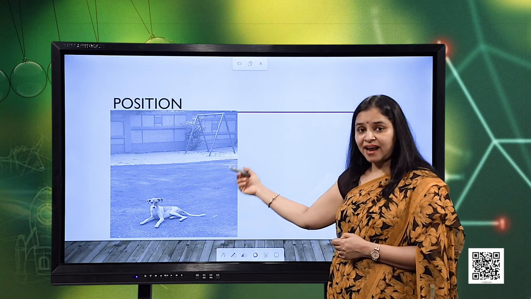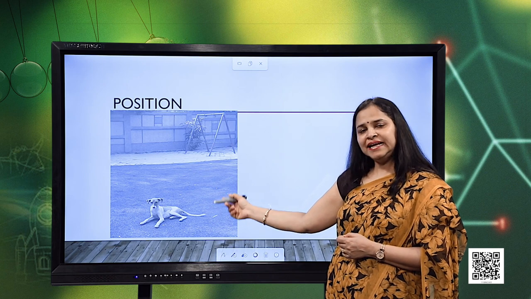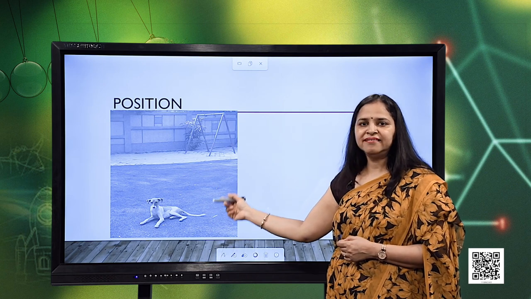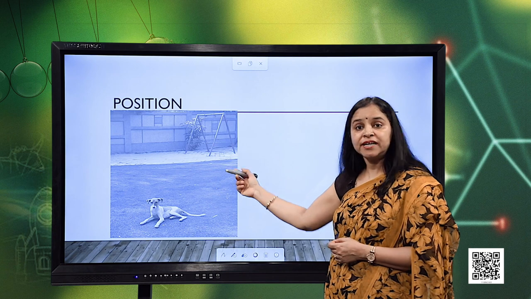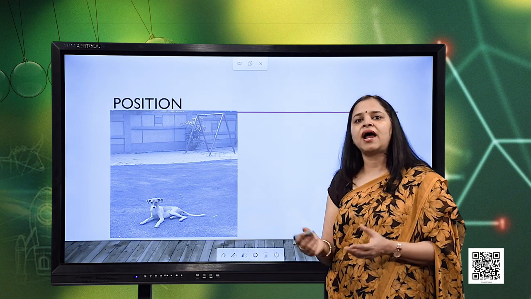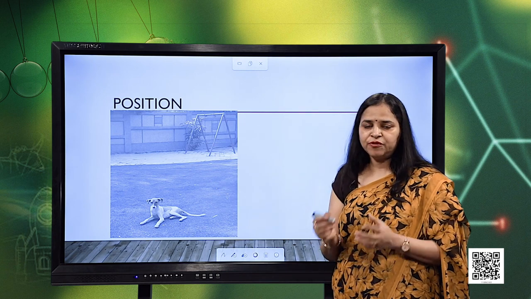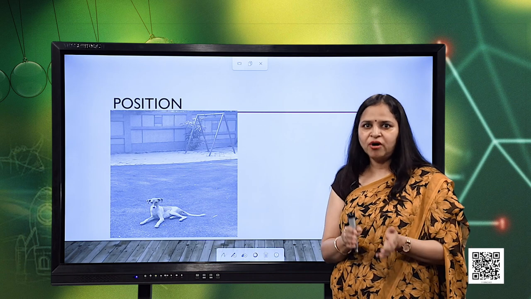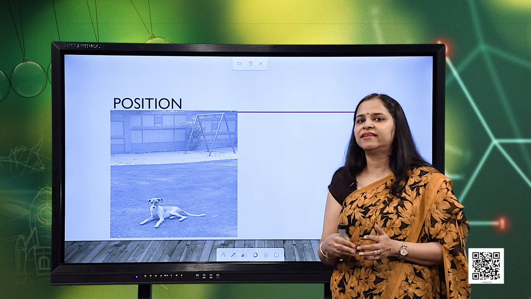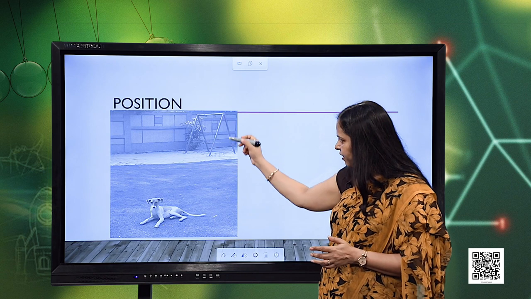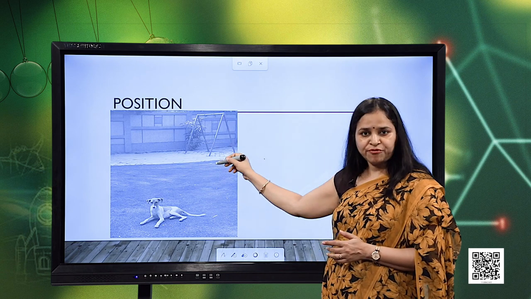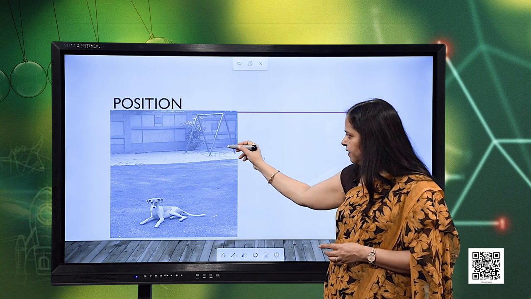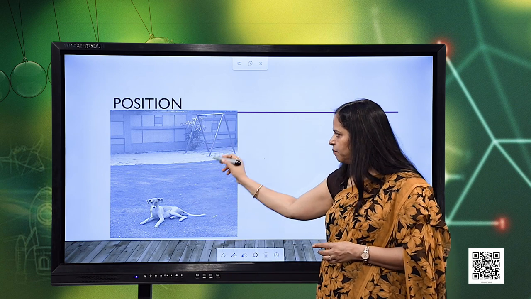So to describe its position, I need some reference, with respect to which I can consider whether the object is at rest or in motion, and actually what its position is. Here, if I consider the swing as a reference, then with respect to it, this is the position.